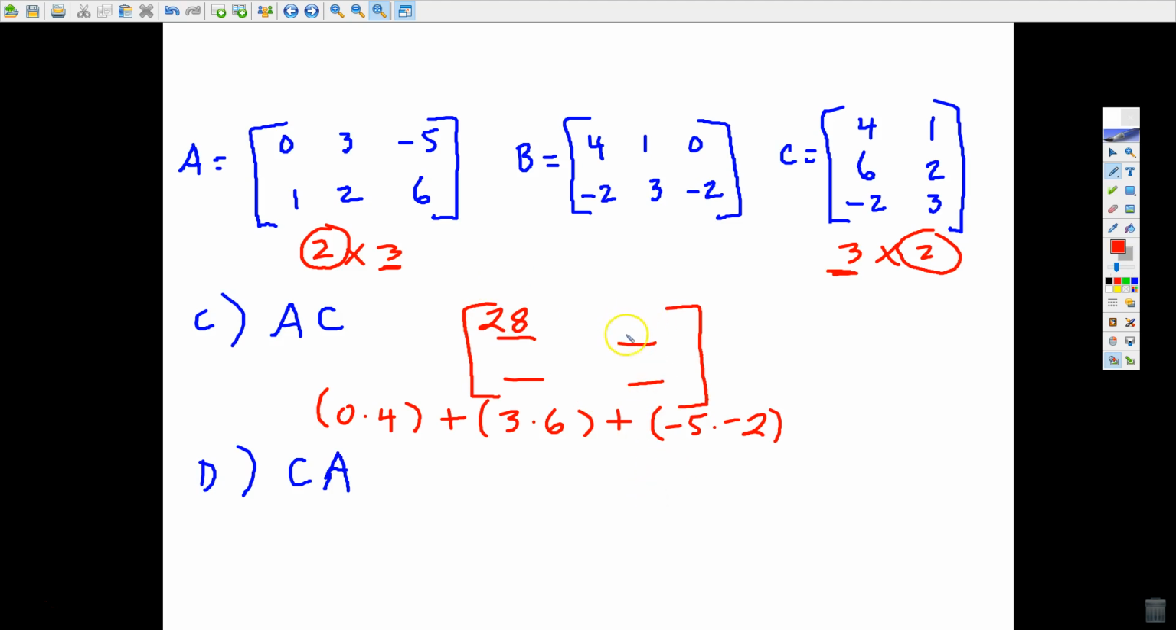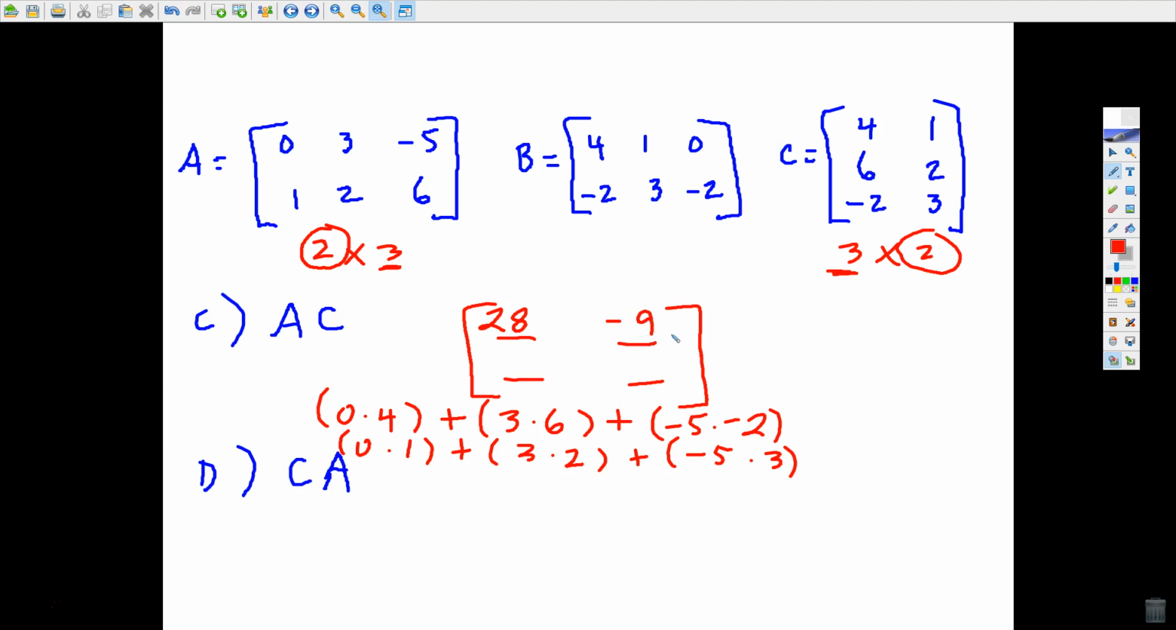Okay? To get the product for row 1, column 2, just think, well, that's going to require row 1 of A times column 2 of C. And match up the elements: 0 times 1, plus 3 times 2, plus negative 5 times 3. 6 plus negative 15 is negative 9.